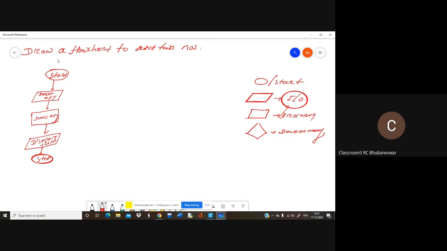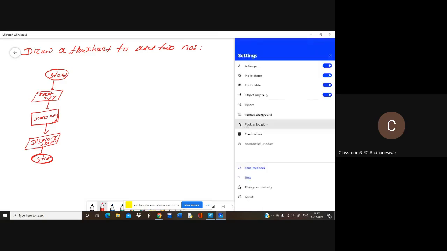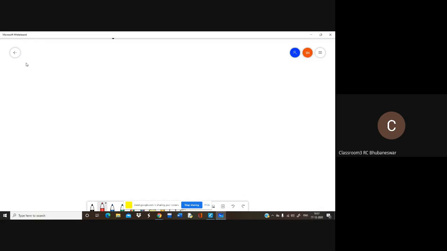Is that clear? So the fundamental idea I have given, let me give you some homework. Question number one: write and draw the following algorithms. Write the algorithm and draw the flowchart.